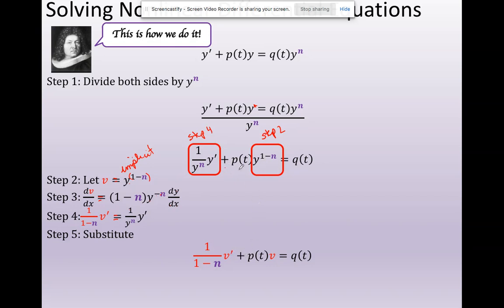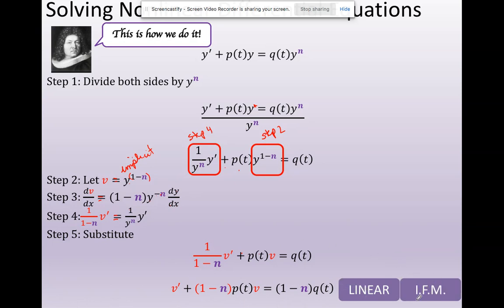Then I had my plus function here, plus a function, and then replace y to the 1 minus n with v. I'm almost there. Multiply everybody by 1 minus n, and I have a linear differential equation. Oh, snap. Then I can use the integrating factor method on it. Pretty good. Right? Because remember, n is just a number, so this is going to be just a constant multiple.